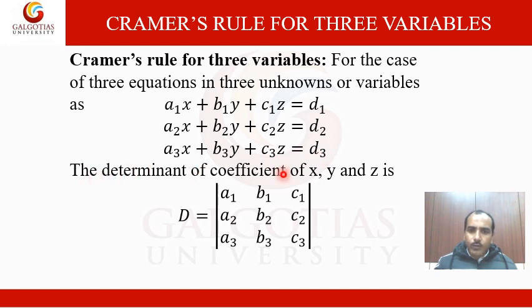The determinant of coefficients of x, y and z is denoted by D and written as a1, b1, c1, a2, b2, c2, a3, b3, c3, where a1, b1, c1 are the coefficients of x, y and z in the first equation. Similarly, a2, b2, c2 are from the second equation and a3, b3, c3 from the third equation.